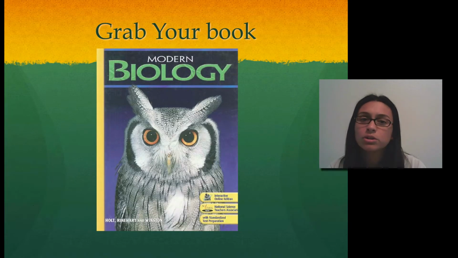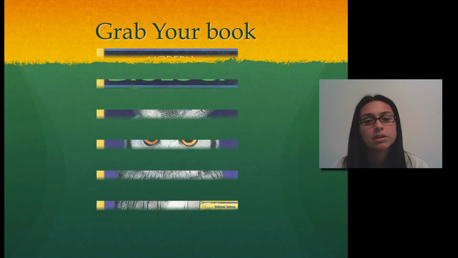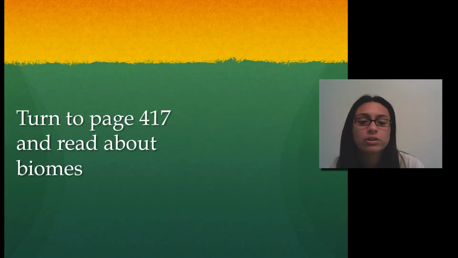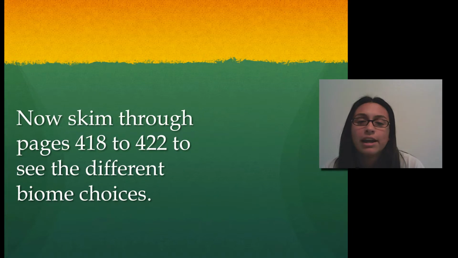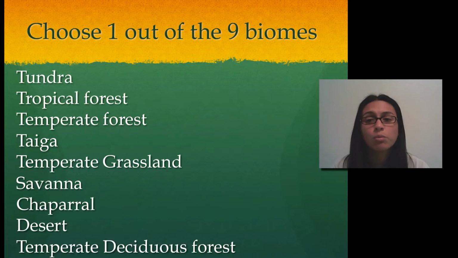So first thing, you're going to need your biology book in order to choose one of the biomes and get a little bit of information about the biomes. So you'll grab your book and you'll turn to page 417, and you'll read that page to get a little bit of background information on biomes. After you're done with that, you'll turn to page 418 through 422, and you'll look at the 9 different biomes that you can choose from. Okay, so you'll choose from one of those 9 biomes, and that will be your focus for the project.